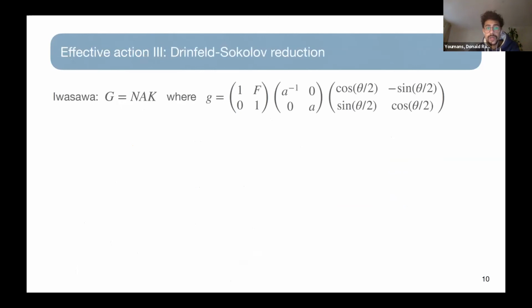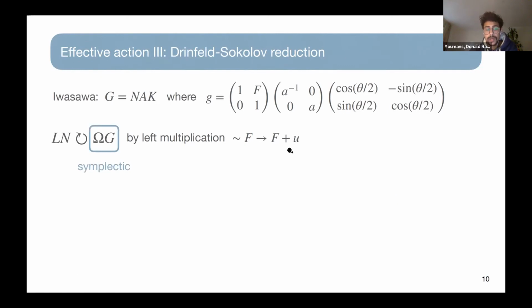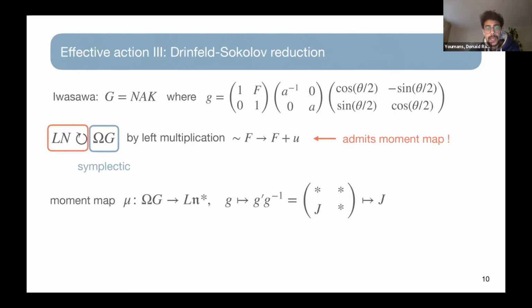So how does it work in our case? Let me recall that we had this Iwasawa decomposition, and now we consider an Ln action, so loops in these upper triangular matrices on the base loop space. And basically this is just given by left multiplication, so it changes f to f plus u. And we said that the base loop space is symplectic, and it turns out that this action actually admits a moment map.